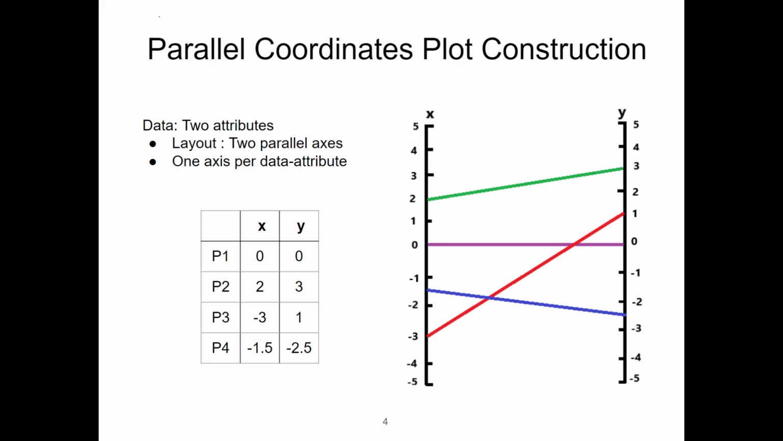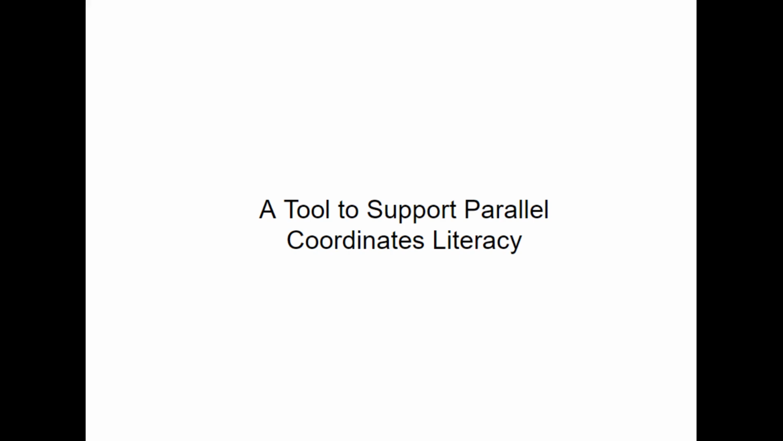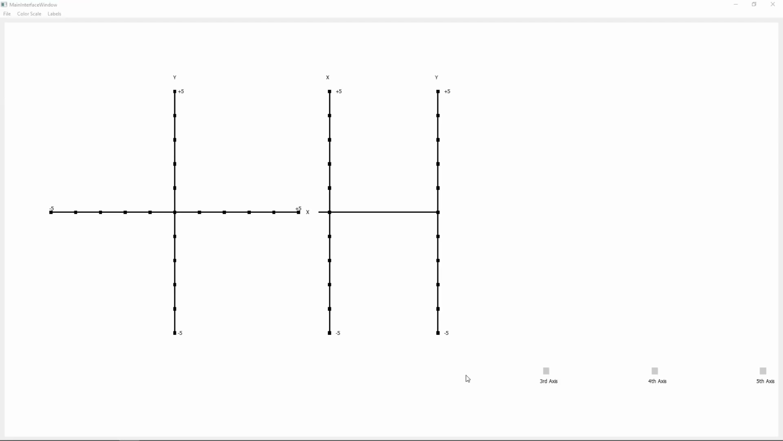Now we are going to introduce a software tool that we developed to demonstrate the correspondence between Cartesian coordinates and parallel coordinates plot. A tool to support parallel coordinates literacy. The tool links the points in Cartesian space with polylines in the parallel coordinate space. The tool aims to enable users to learn how to create and interpret parallel coordinates plots interactively, as well as facilitating the interpretation of multivariate data.